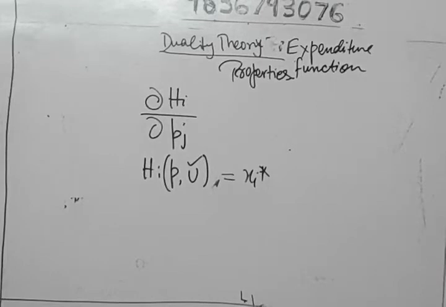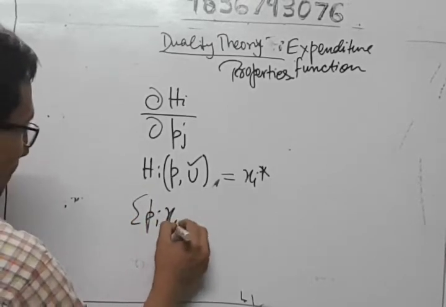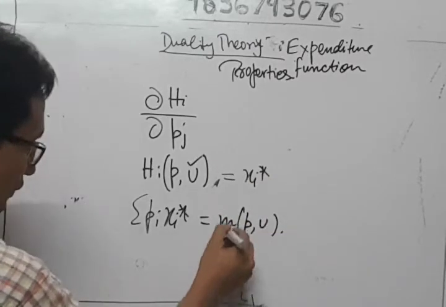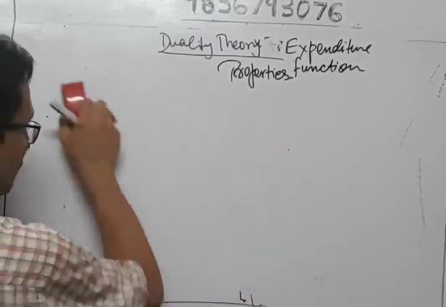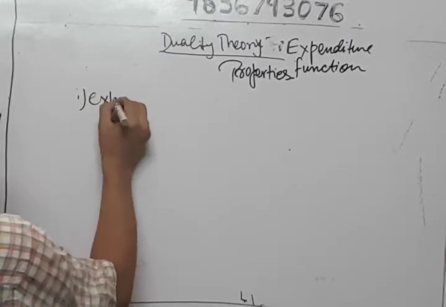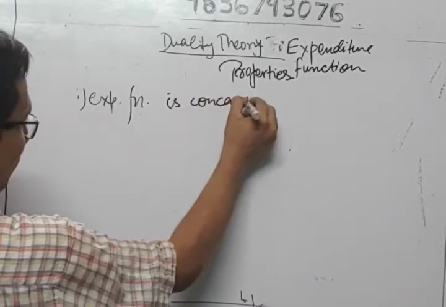Now, following this we derive this minimum expenditure function, which is given by the sum of pi xi star, that is e of p, u. So this is the minimum expenditure function. Now this minimum expenditure function has got certain properties. So what are the properties? The first of all is that the expenditure function is concave in prices.